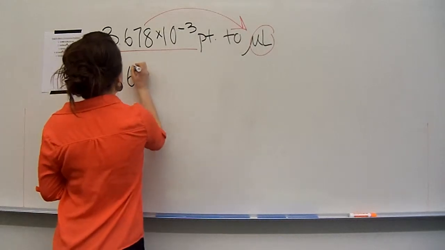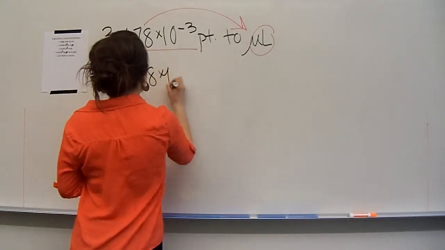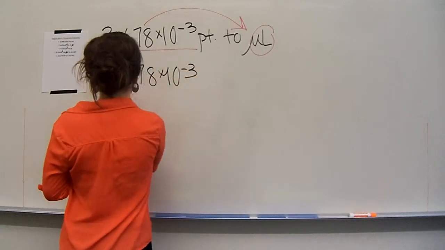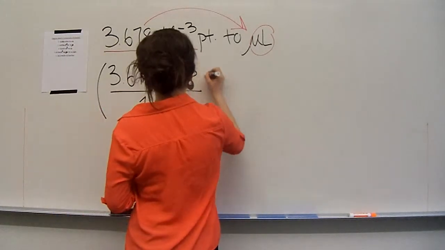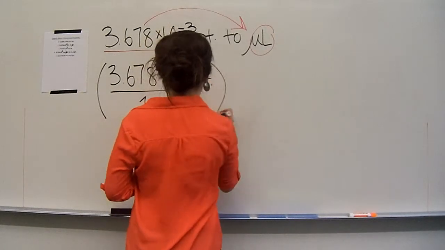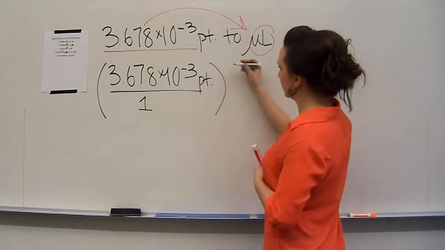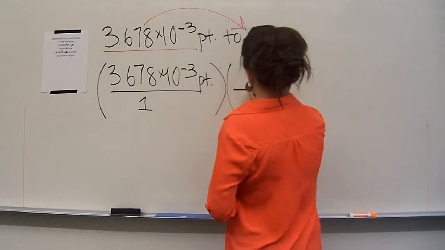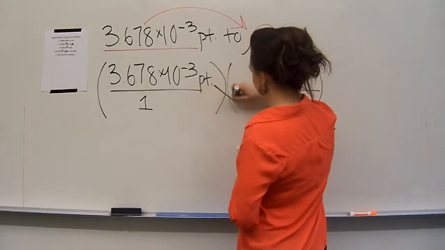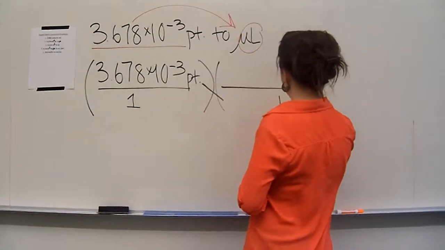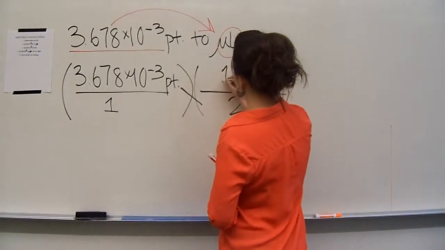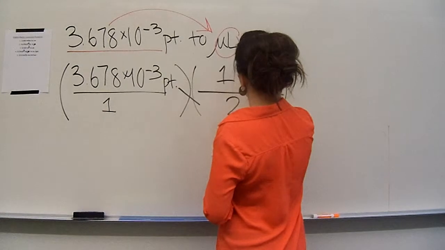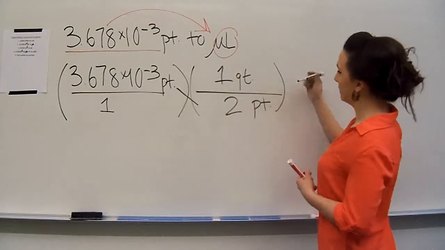So 3.678 times 10 to the negative third, writing that over 1, and adding a set of parentheses. We then need to match that diagonally. So pints, we will put pints down here. 2 pints is equal to 1 quart. Matching these equivalents vertically.